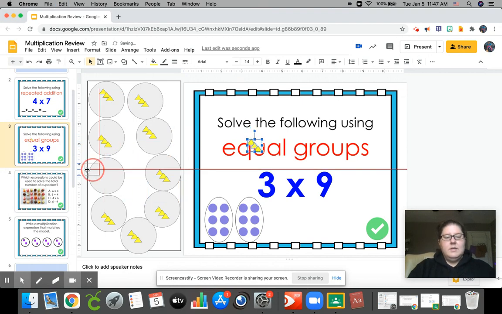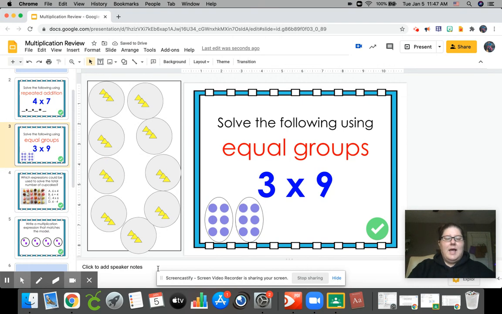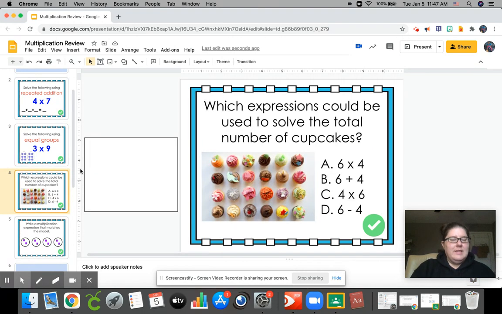Now, let's see if we get the same answer. So now I have 9 groups of 3. So I have 3, 6, 9, 12, 15, 18, 21, 24, 27. So again, my answer is still going to be 27. Okay. All right, now let's look at the next one.